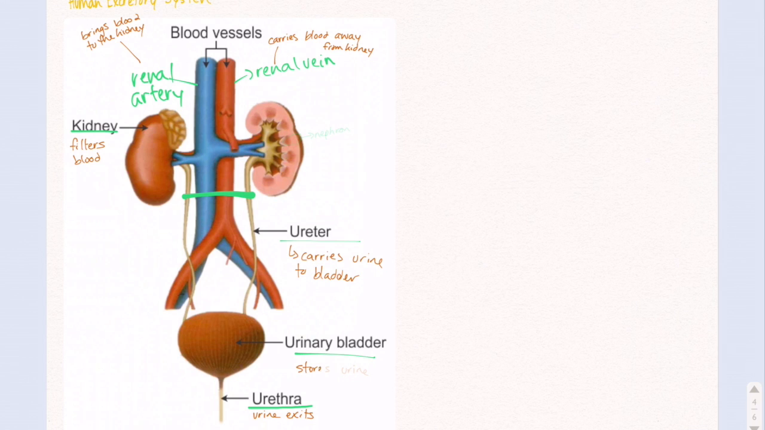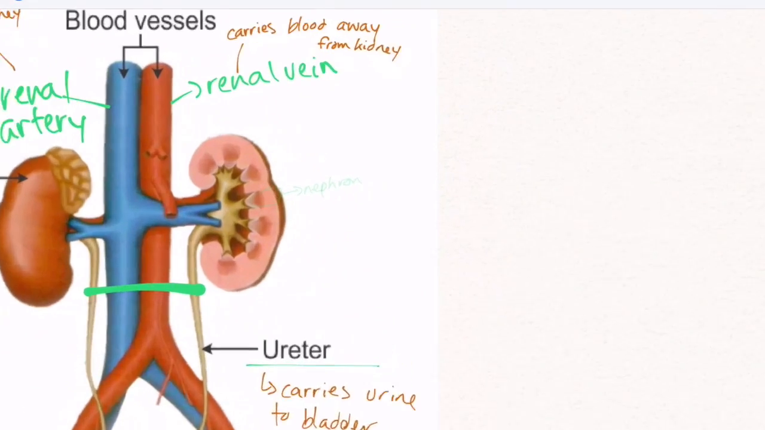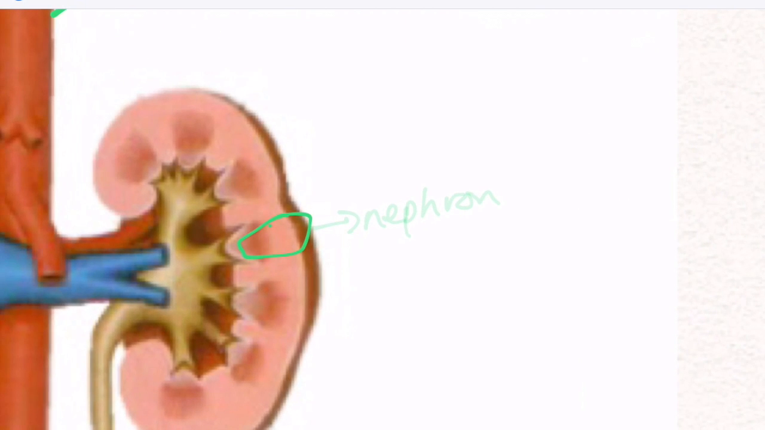The bladder stores the urine, and the urine leaves the bladder through the urethra. In the kidney, we have these functional units called nephrons. They're located in this green area here. The nephron is specifically responsible for the filtration of blood into urine.